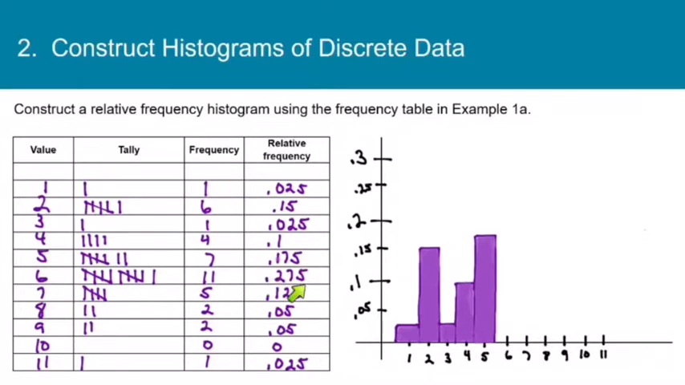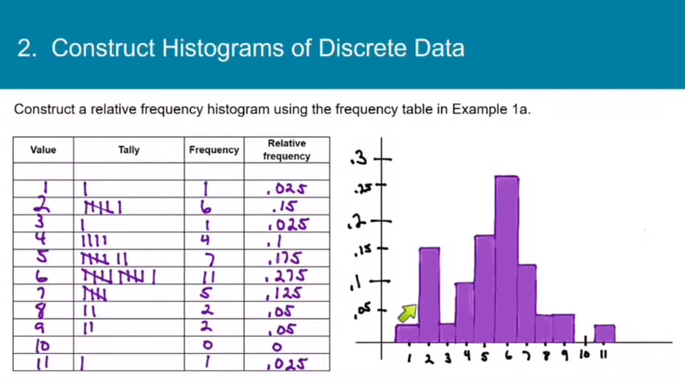And then 0.275 will come all the way up here. And 0.125 right here. And then 0.05 again right back down here. We had two bars in a row that were 0.05, and then remember the class of 10 is empty, so leave a space for that, and then 0.025 right here.